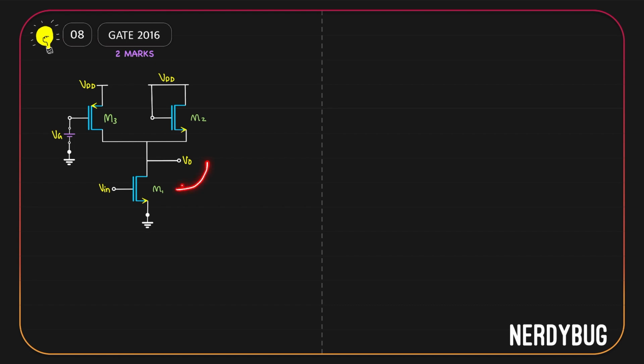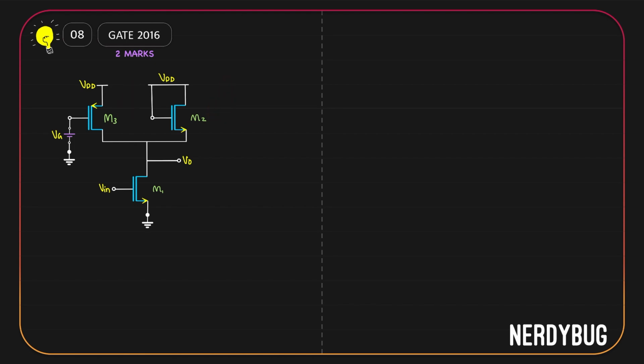Take a look at M1. Input is given at the gate of M1. Output is taken at the drain of M1. So basically what we have over here is a common source amplifier. At the drain of the common source amplifier, we have M2 and M3.